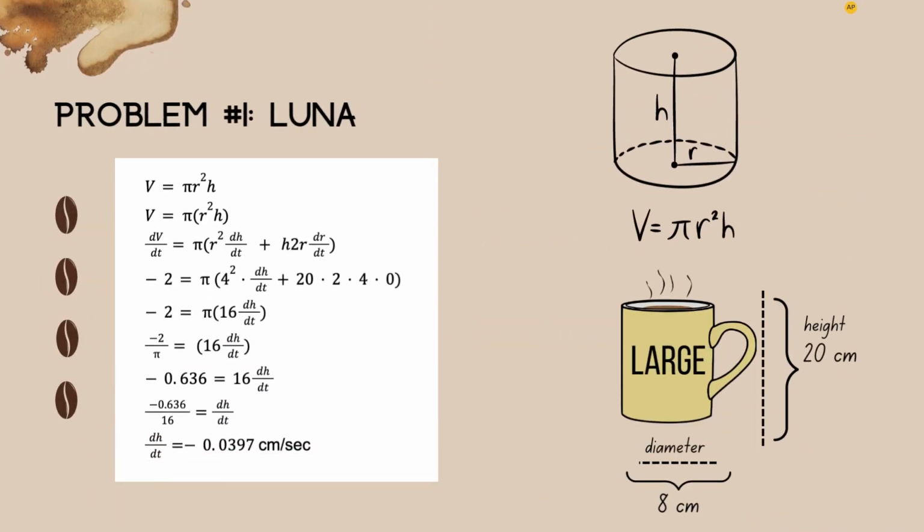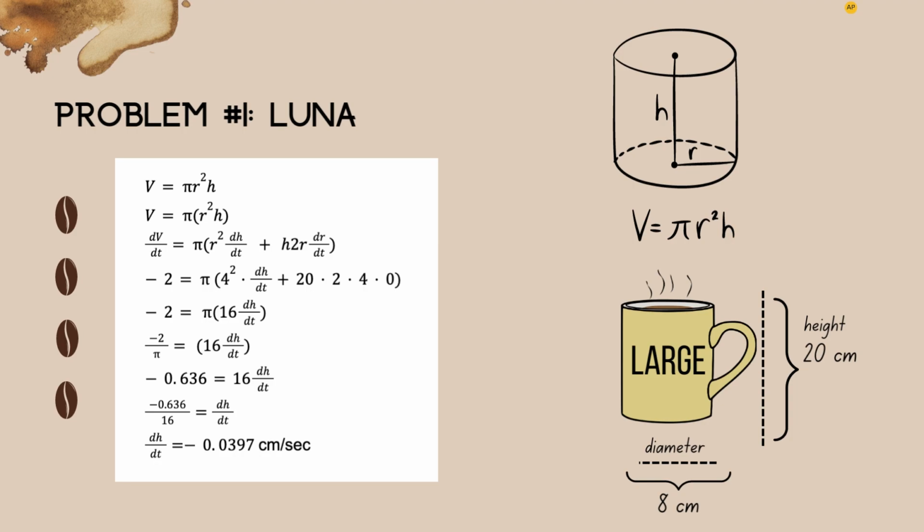To solve the problem, we used the volume formula, pi times radius squared times height, and factored out pi. We then took the derivative with respect to time and applied the product rule to r squared times height by doing left d right plus right d left. We then plugged in the given variables in the problem, which were dv/dt, height, and radius, which we got by dividing the diameter in half. We then changed dr/dt to 0 as the radius is not changing with respect to time.